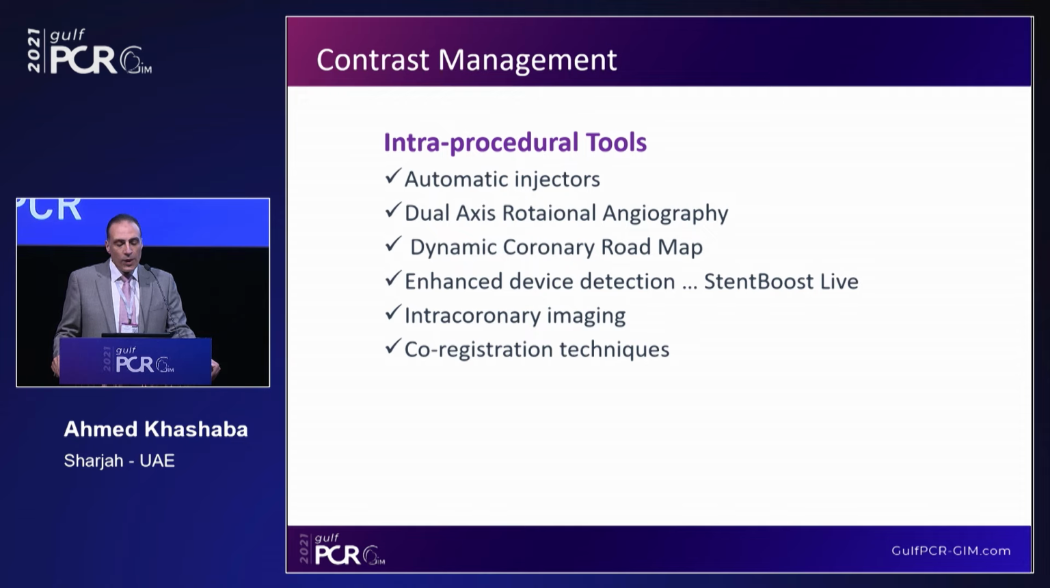We'll start with the dual-axis rotational angiography, the dynamic coronary roadmap, the enhanced device detection tools. You all know about the stent boost, but now we have also the live stent boost. And of course, the intracoronary diagnostics in terms of ultrasound and pressure wires provide a great tool for minimizing the amount of contrast, and these last two items will be discussed in detail with my colleagues in the next talks.